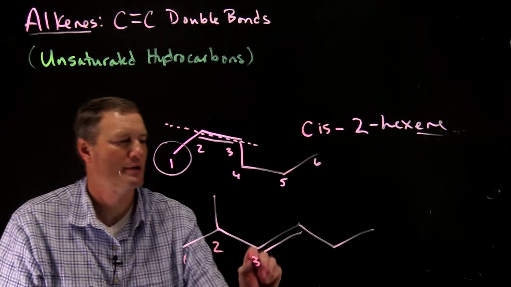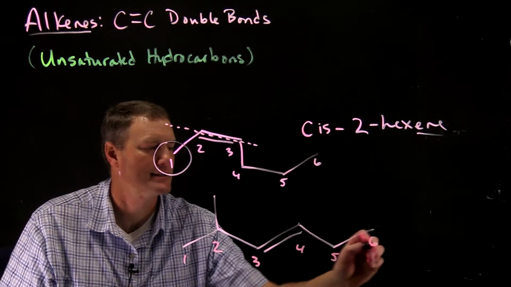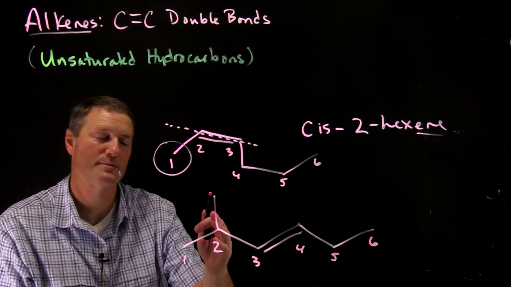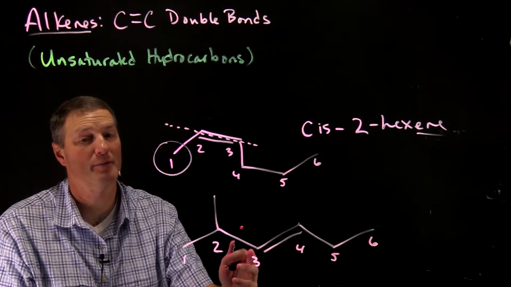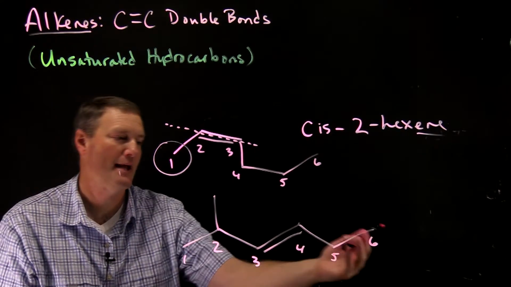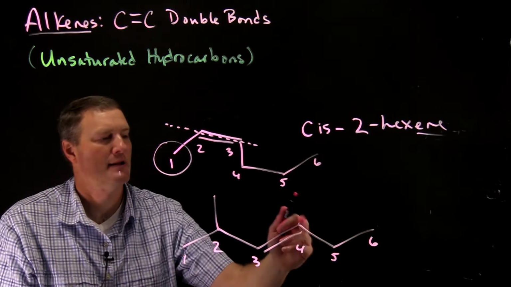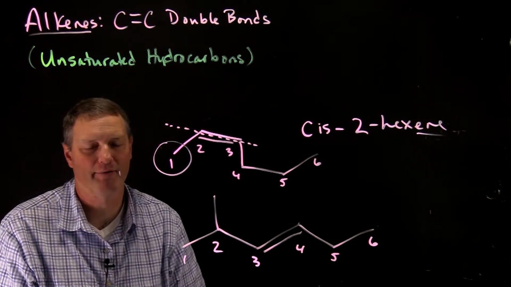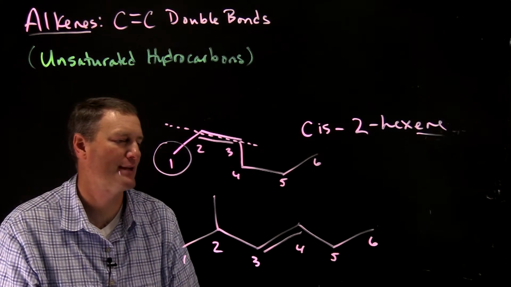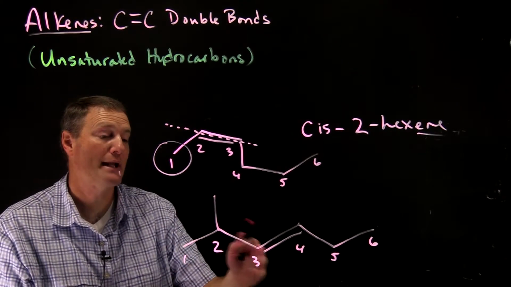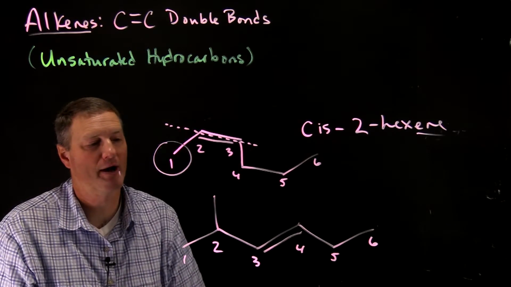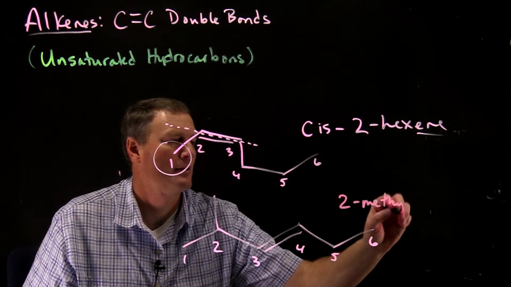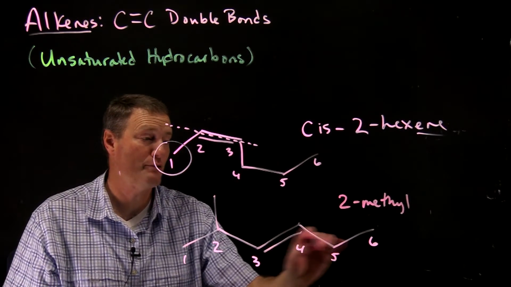1, 2, 3, 4, 5, and 6. Now I numbered it this way to give my methyl group a low substituent number, and the first carbon of the double bond gets a number 3. If I had numbered from the other direction, I would have given a number 3 to this, but my methyl group would have had a 5 for its number. So this would be the appropriate numbering. And now let's go ahead and name this. I have a methyl substituent coming off carbon 2, so this is going to be 2-methyl, and then 3-hexene.